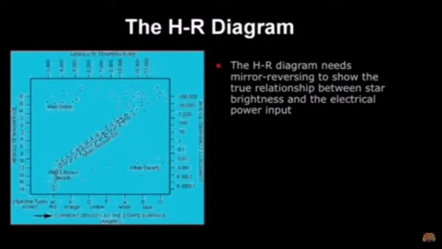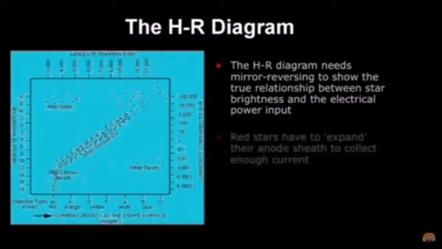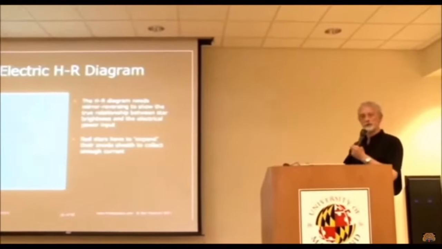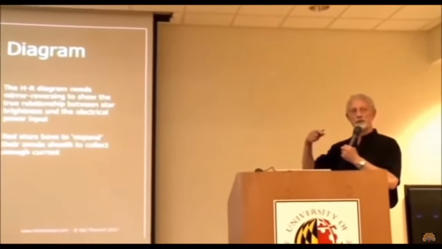Red stars have to expand. That's both red dwarfs and red giants. They're stars which are not collecting enough electricity to satisfy the discharge, so plasma adjusts. It's like a living thing almost. It adjusts to its environment. And so it expands the anode sheath to collect enough current. And some of those anode sheaths are monstrous. You know, Betelgeuse, if that star was in our solar system, its photosphere reaches out to the orbit of Jupiter.